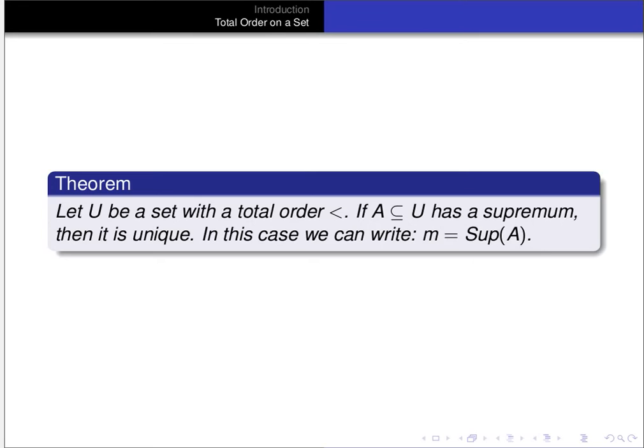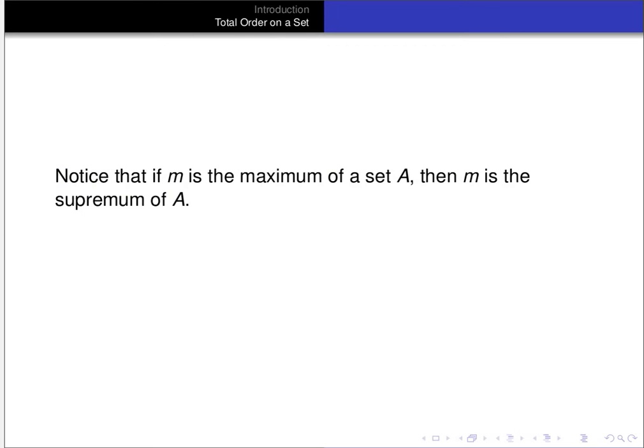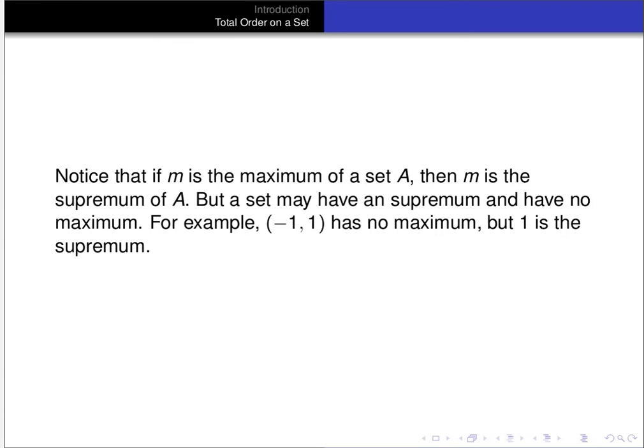All right, so notice that if M is a maximum of a set, then M is the supremum. But a set can have a supremum and have no maximum. So again, in this example, the open interval from -1 to 1, that set has no maximum, but the number 1 is the supremum of the set.